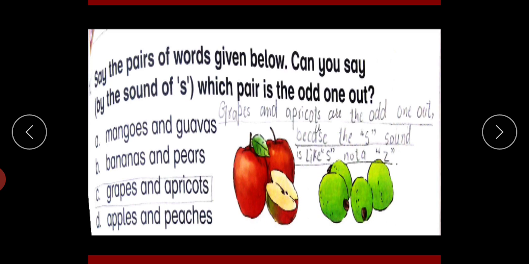Fine. In the other groups, all are using Z sounds, not S. Like in the last group D, apples and peaches, here the S sound also plays the role of Z. I hope you will understand.